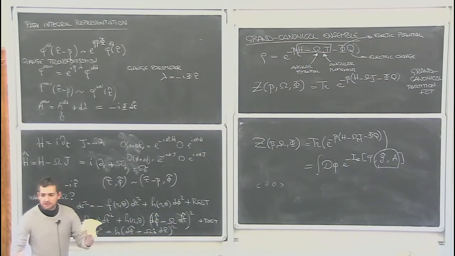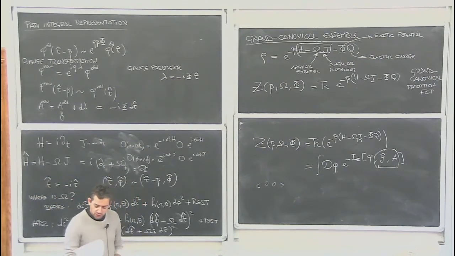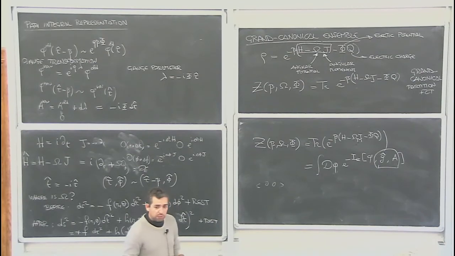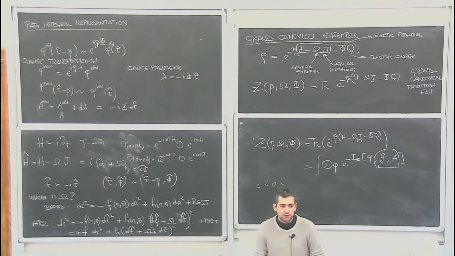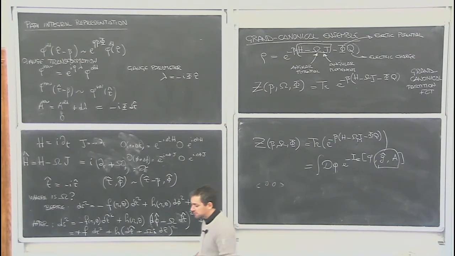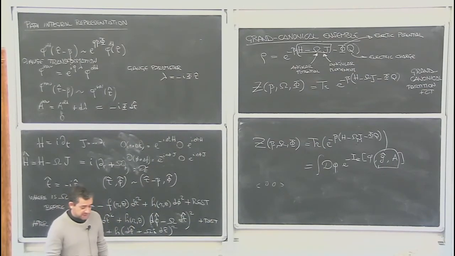At most there are signs, nothing else, hopefully. Okay, now we have seen some formalism and introduced the grand canonical partition function, which generalizes the canonical one to the case where we have this angular and electric symmetry. And we would apply all this to black hole physics.